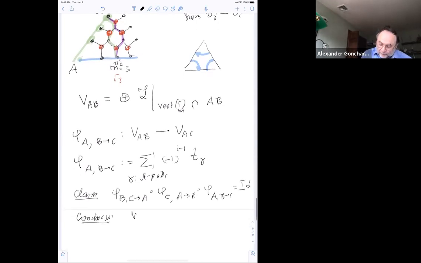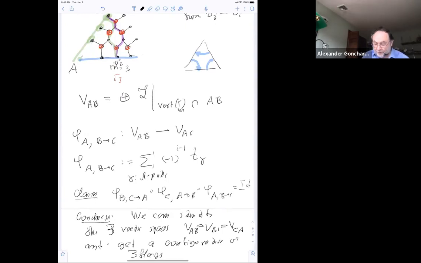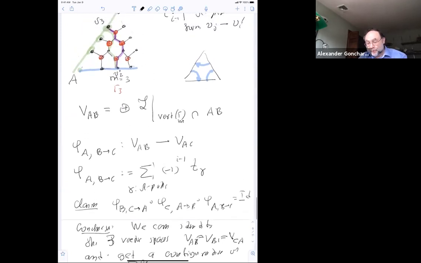that we can identify the 3 vector spaces which we called VAB, VBC, and VCA, and we get a configuration of 3 flags in each of them identified. So that's exactly the data which you want to have.